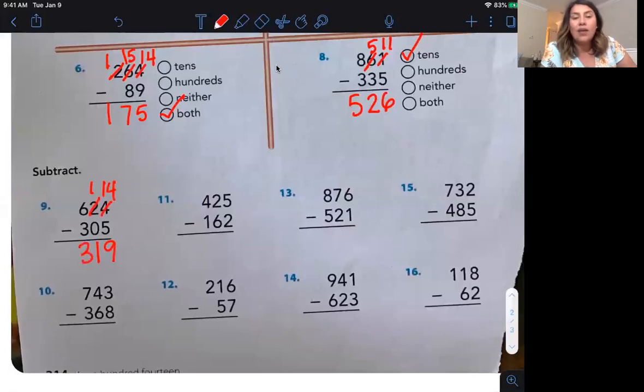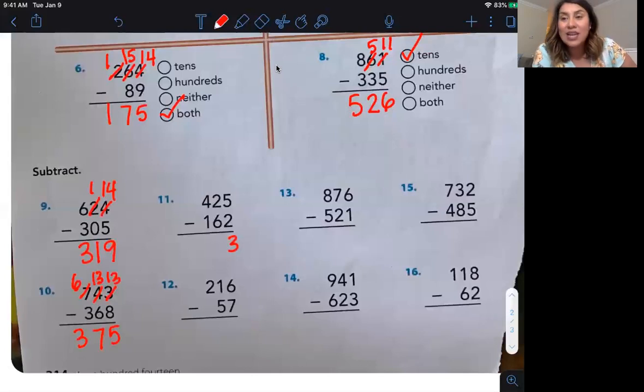Very good. All right. 3 take away 8. No, you can't do it. 4 becomes 3. 3 becomes 13. Counting from 8 to 13. 8, 9, 10, 11, 12, 13. That's 5. 3 take away 6. Nope. So 7 becomes 6. And I'm just going to make it a 10 there. Now we have 13 tens. 13 take away 6 is 7. 6 take away 3 is 3. Very good. All right. 5 take away 2 is 3.